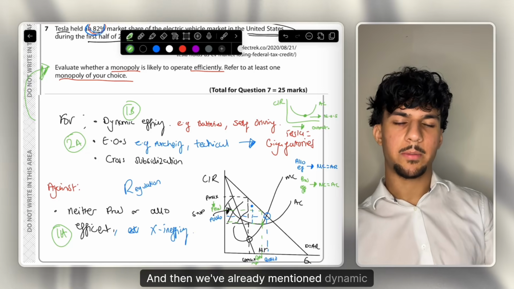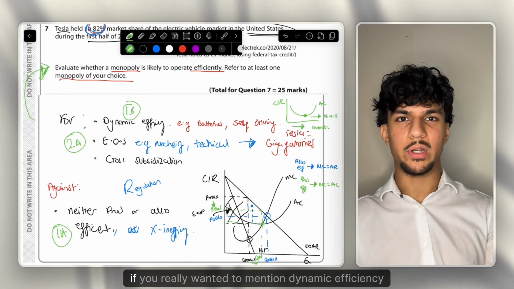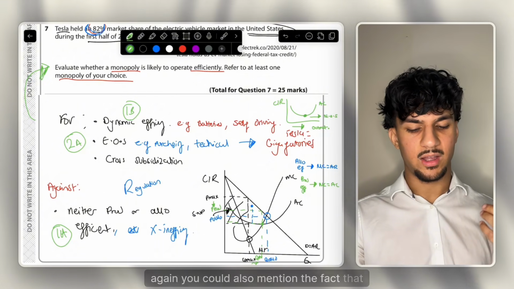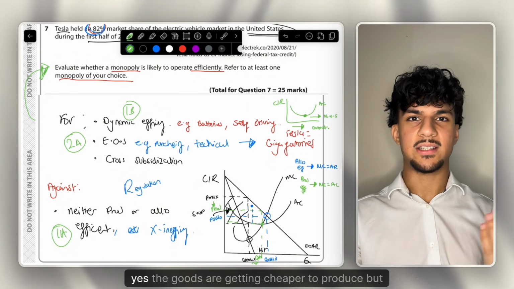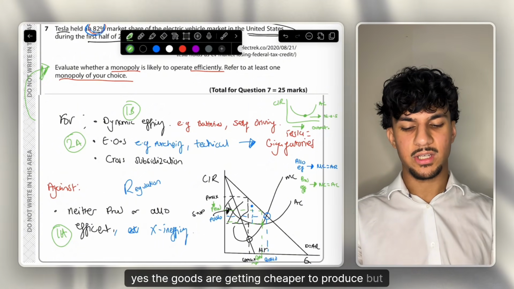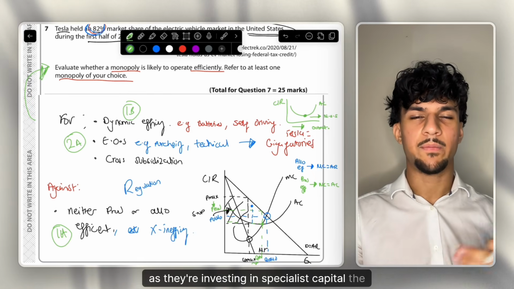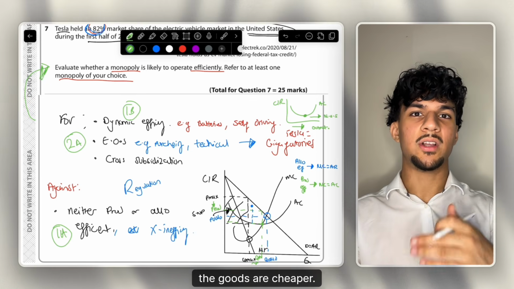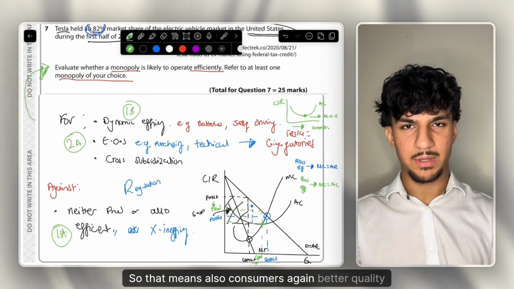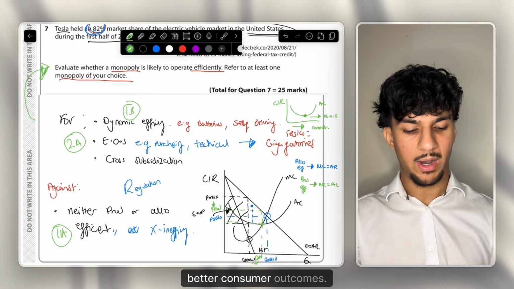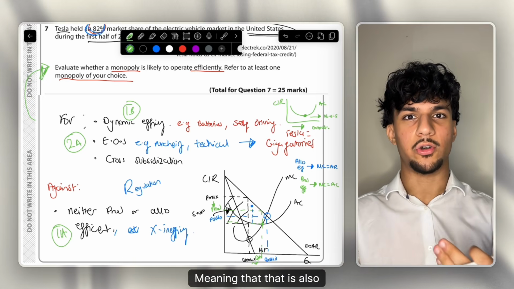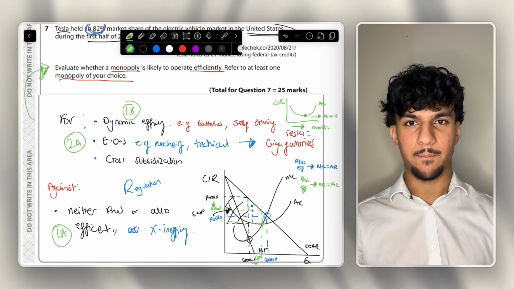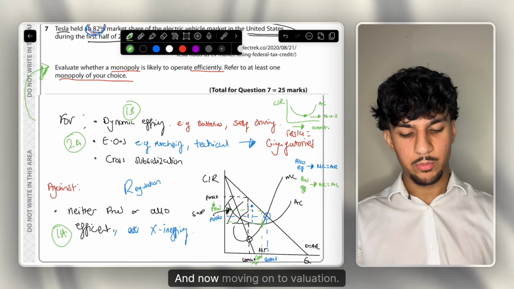We've already mentioned dynamic efficiency, but you could, if you really wanted to, mention dynamic efficiency again. You could also mention the fact that with technical economies of scale, yes, the goods are getting cheaper to produce, but as they're investing into specialist capital, the quality of the goods is also improving. So consumers are getting better quality goods, better consumer outcomes, meaning that that is also very efficient for consumers. And that is more of a simple paragraph, but it's still a great paragraph nonetheless. And now moving on to evaluation.